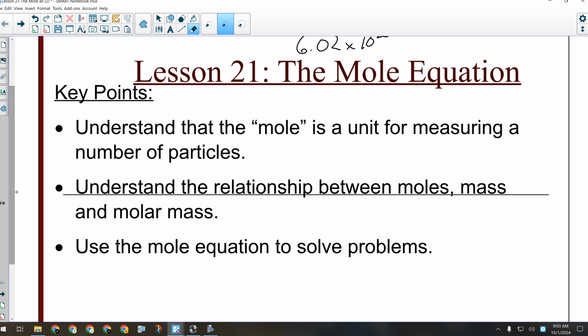Okay, so by tomorrow, tomorrow is Wednesday, Thursday at the latest, okay, you must have a scientific calculator. Okay, so beg, borrow, purchase, creatively acquire, okay, a calculator by then.